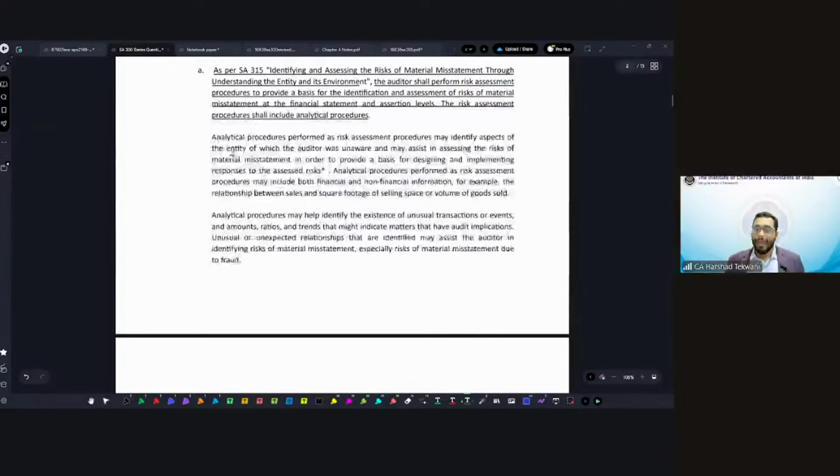Now, when analytical procedures are performed as a risk assessment procedure, they may identify aspects of the entity of which the auditor was unaware and may assist in assessing the risk of material misstatement in order to provide the basis for designing and implementing the response. So I'm not saying that it will help you to get audit evidence at the planning stage, but it will help you to at least design your audit procedures. Analytical procedures performed as risk assessment procedures may include financial and non-financial information, for example, the relationship between sales and square foot of selling space or volume of goods sold.